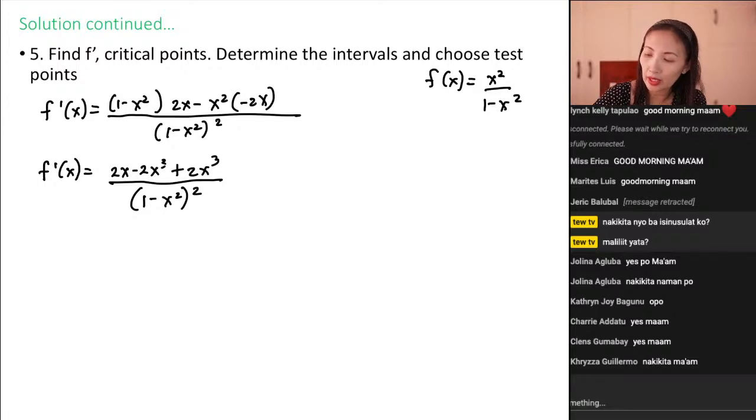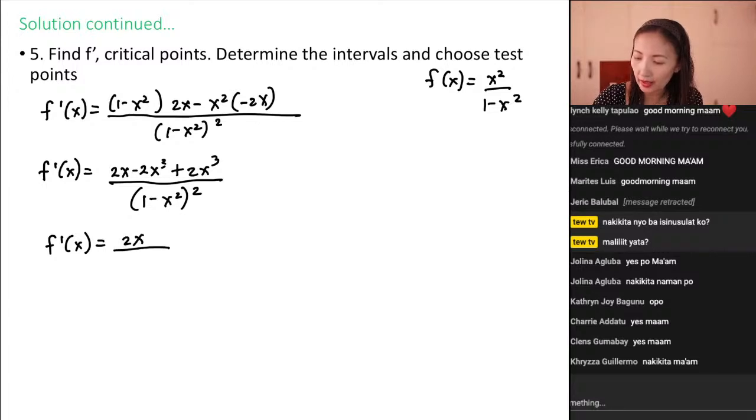Once more, denominator times derivative of the numerator minus numerator times derivative of the denominator over the square of the denominator. But when simplified, f prime of x will be equal to 2x all over 1 minus x squared raised to the second power. So where are the critical points, critical values? Again, remember, critical values are x values that will make the first derivative 0 or that will make the first derivative undefined. So, can you identify the critical points now?